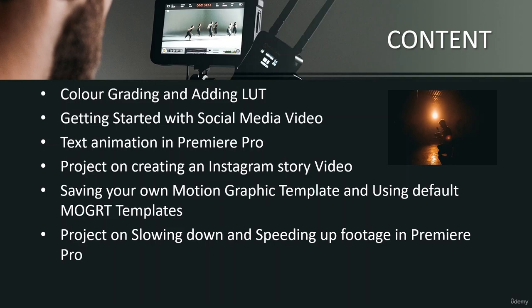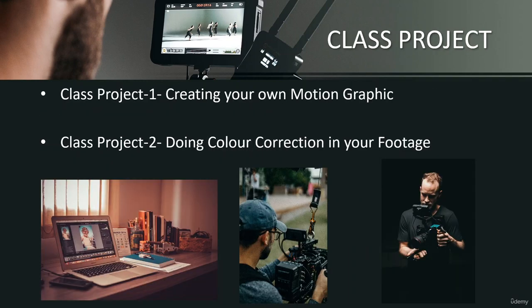And you will have a better idea about color grading and color correction. I also have a few class projects for you, as this is a project-based class. At the same time, we'll be doing class projects. I have two class projects for you. The first is to make your own motion graphic. The second class project is to do color correction on your footage. I have shown you the steps, and I'll be waiting for you to upload your file in our project panel.